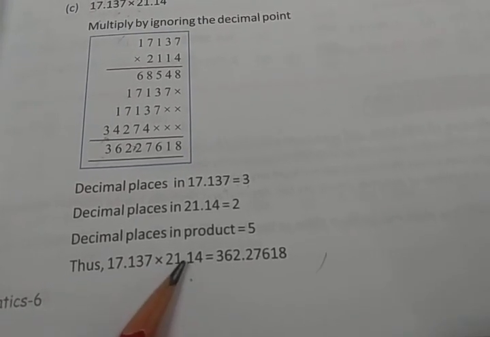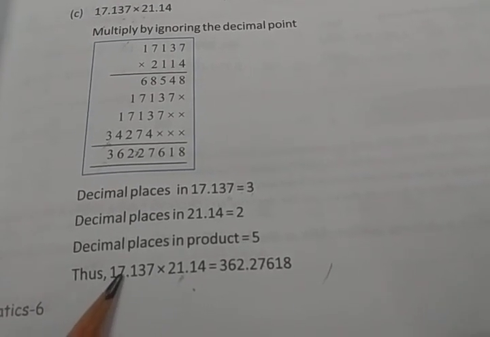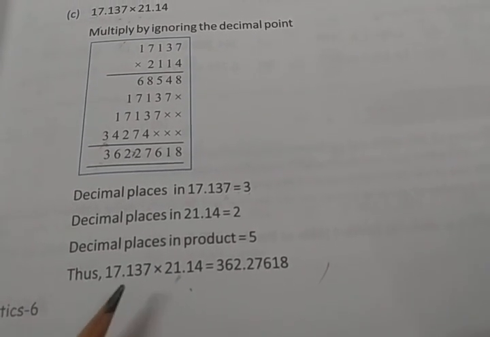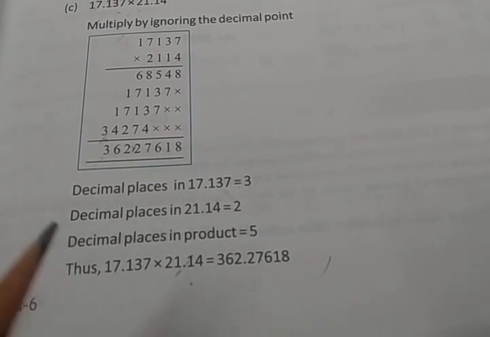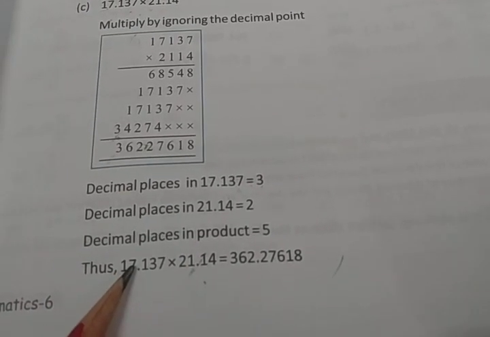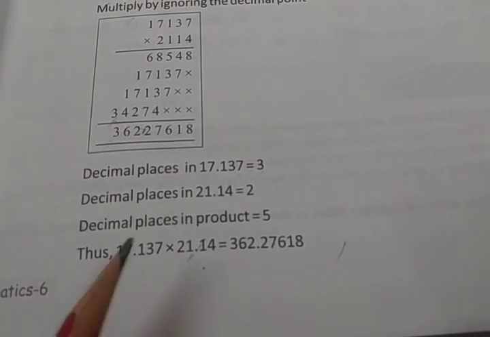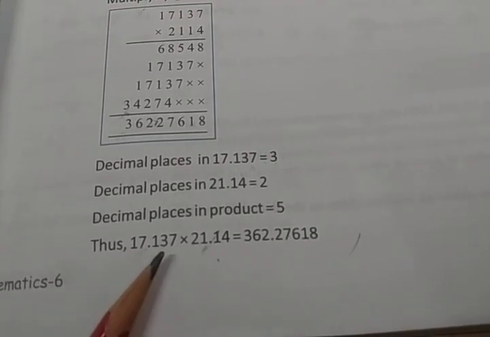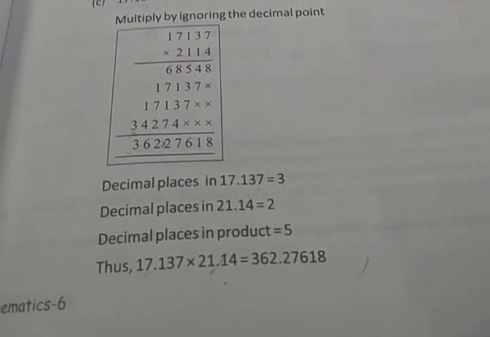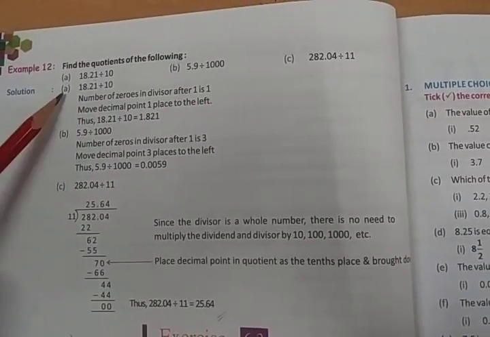If there is no decimal place in one number and in the other number it is there, for example, here there was no decimal place, only in the first number the decimal place was there. So how many are there? 1, 2, 3. So in the answer only after 3 digits you have to place a decimal. Clear? Here you can see the division of decimals.